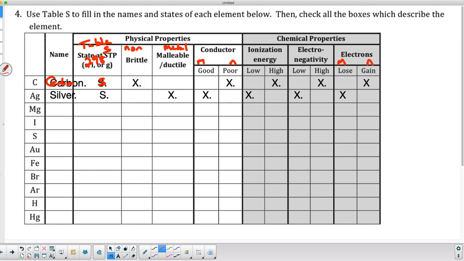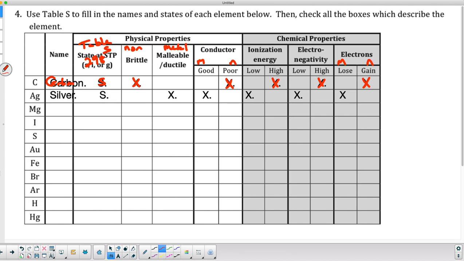Is it brittle? Yes, it's brittle because carbon is a non-metal. So that means it's not malleable, it's not ductile, it's a poor conductor because it's a non-metal. Its ionization energy is high because it's on the right-hand side of the periodic table, not the left-hand side. Its electronegativity is also high because it's on the right-hand side, and it gains electrons, not loses electrons. Okay, although it can do both.